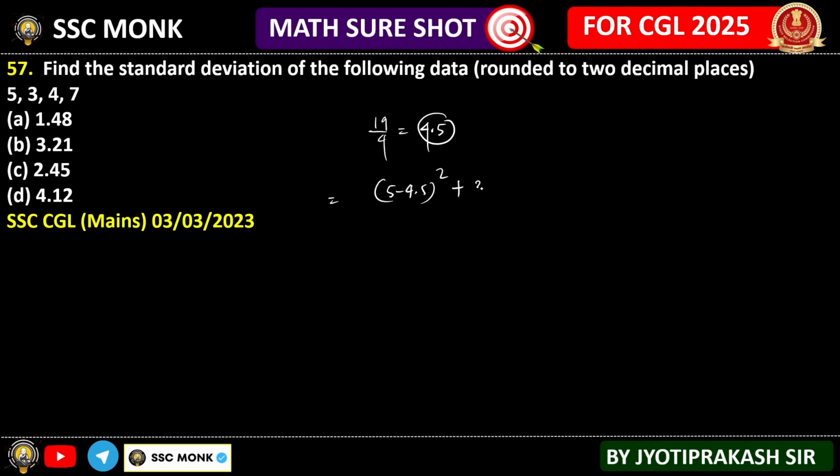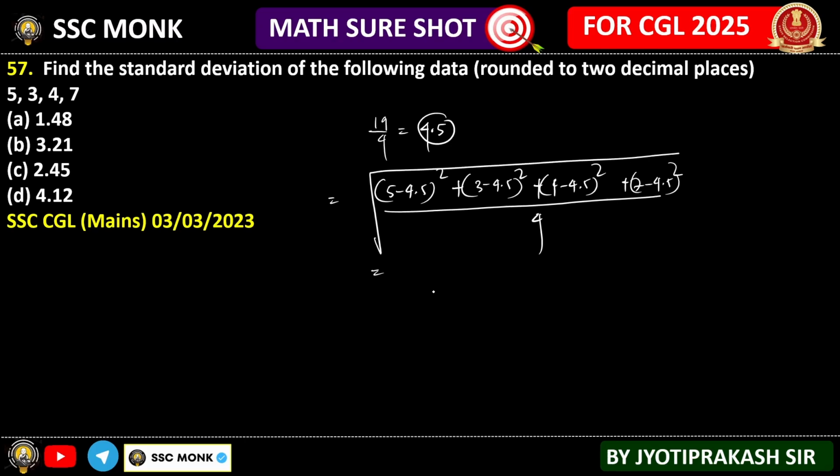square plus 3 minus 4.5 whole square plus 4 minus 4.5 whole square plus 7 minus 4.5 whole square divided by 4, square root of that. Here this is 0.5 whole square, this is 0.25. Here this is 1.5 whole square, that is equal to 2.25. Here this is 0.5 whole square, that is 0.25. Here it is 2.5 whole square, that is equal to 6.25.